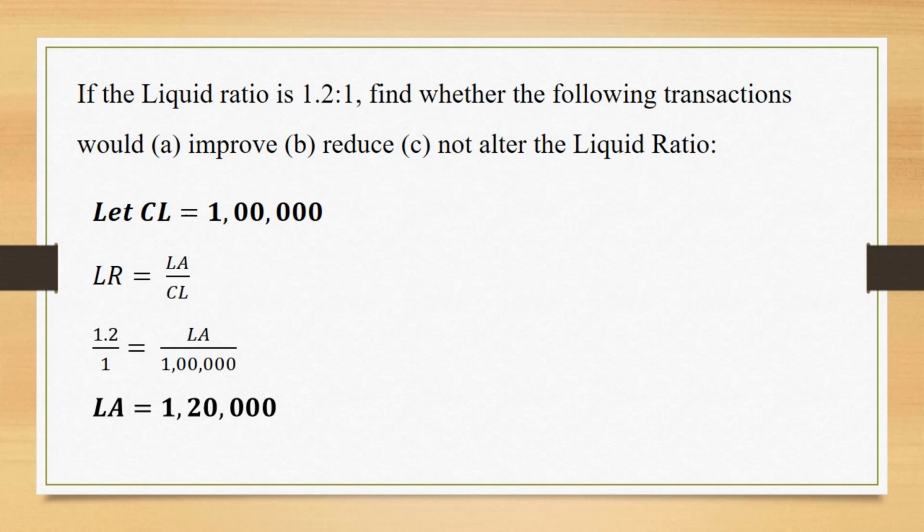Over here, let us assume the current liability as rupees 1 lakh, right? We all know the formula for liquid ratio. Liquid ratio is equal to liquid assets upon current liabilities. Now, as we have assumed current liabilities as 1 lakh, the liquid assets calculated is 1,20,000, right? So we have liquid assets as 1,20,000 and current liabilities as rupees 1 lakh. Now let us go through some transactions.